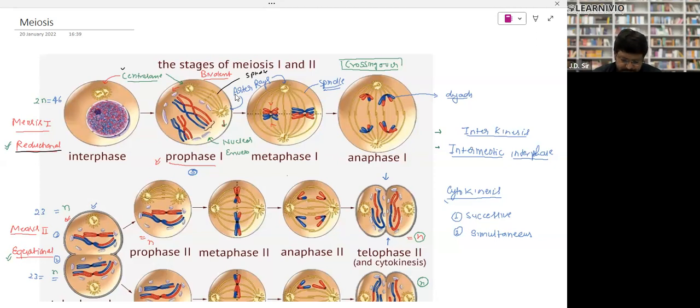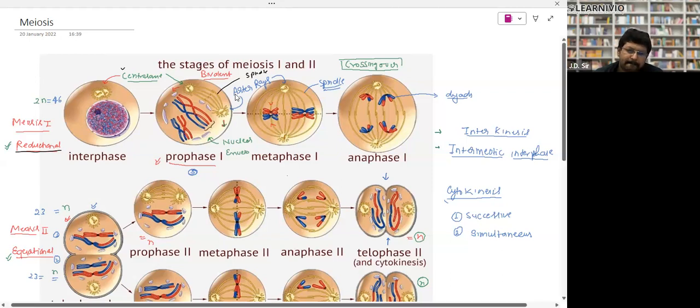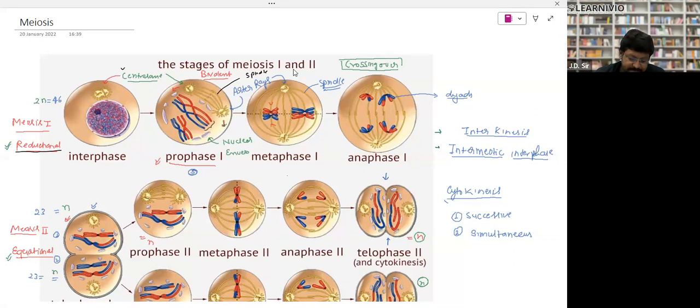Meiosis is a double division which occurs in a diploid cell or nucleus, and gives rise to four haploid cells, where each cell has half the number of chromosomes as compared to the parent cell.